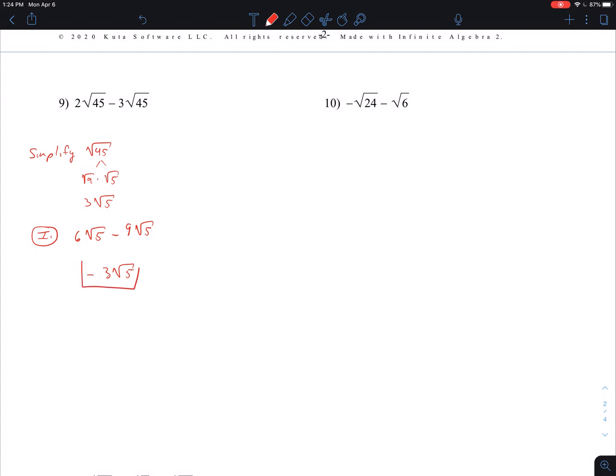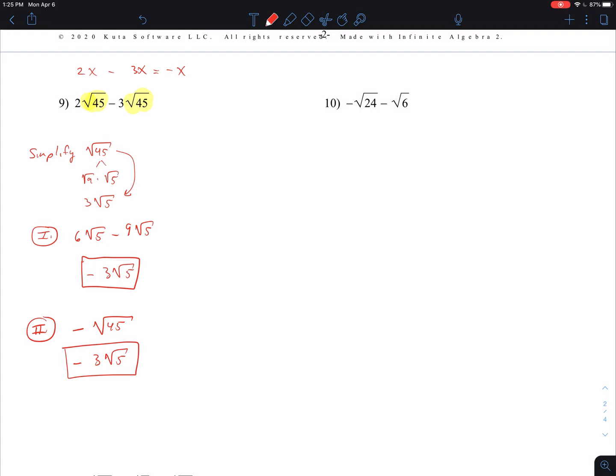Now, can we look at it the opposite way as well, or a slightly different way? Sure. See how the square root of 45 exists in both? So think of it like as an x, like 2x minus 3x. That gives us a negative x, right? So in this case, we have a negative root what? 45. Once we do the simplification of the 45, we can just simply say it's negative what? 3 root 5. So there's lots of different ways to tackle them, okay?